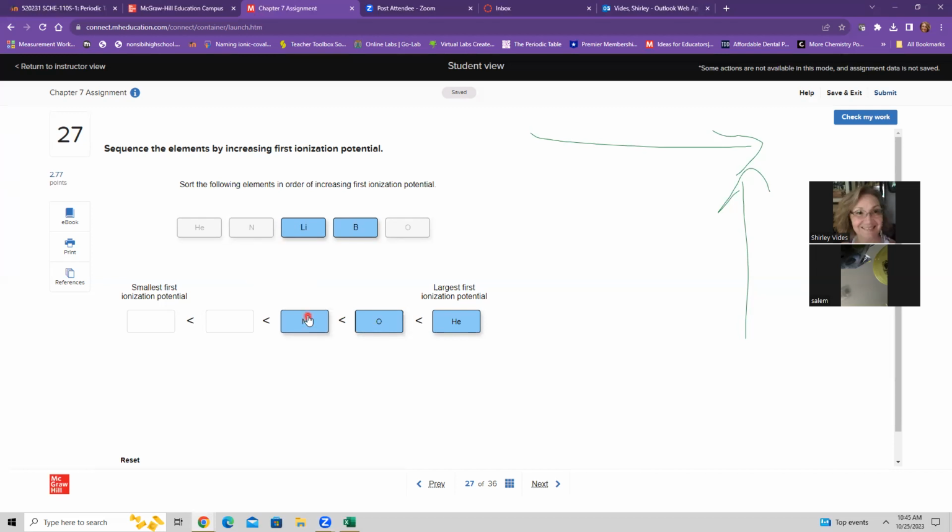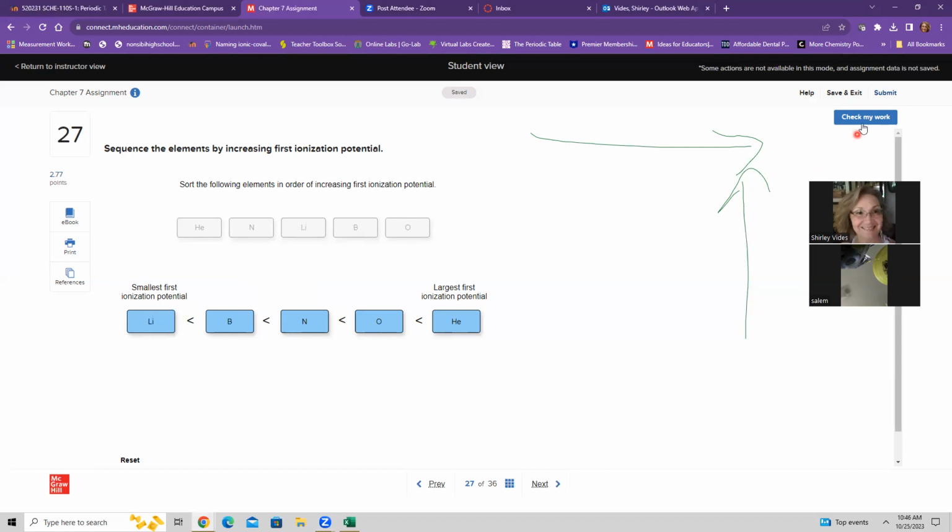It wouldn't be boron? No, next would be boron. Look at your periodic table. See how you're going from helium? You're kind of making an L. Helium, then come down, and the first one you encounter going towards the left would be oxygen, right? Then you would encounter nitrogen, then boron, and last you would encounter lithium. That's kind of how it should be, I believe.